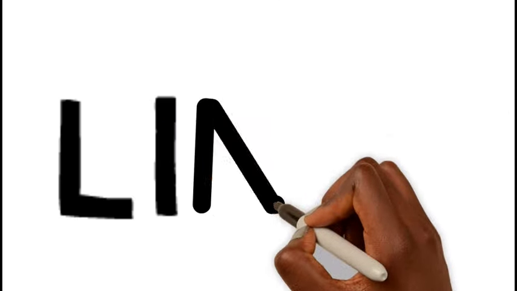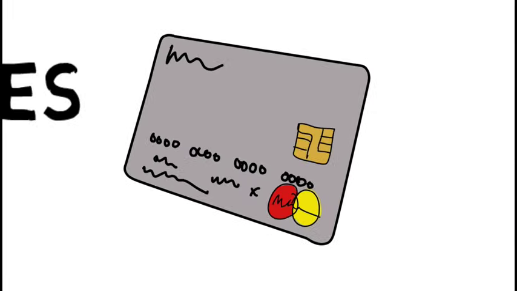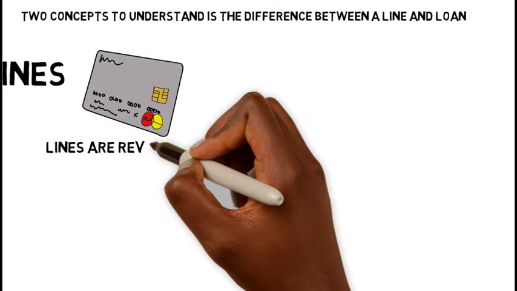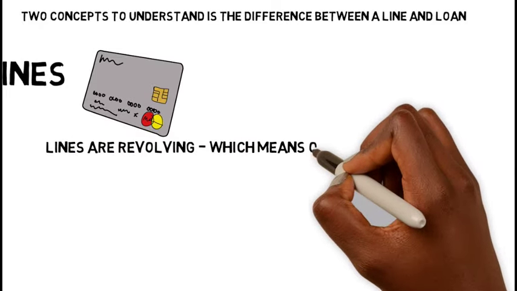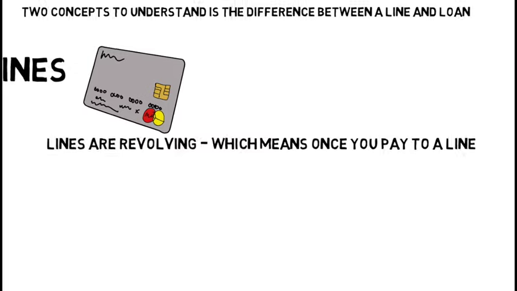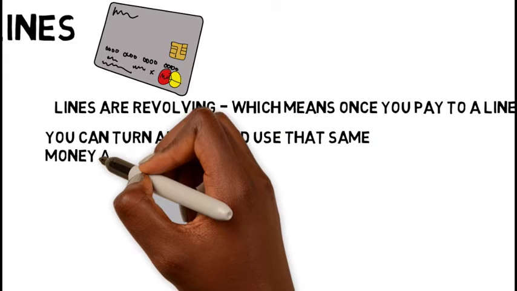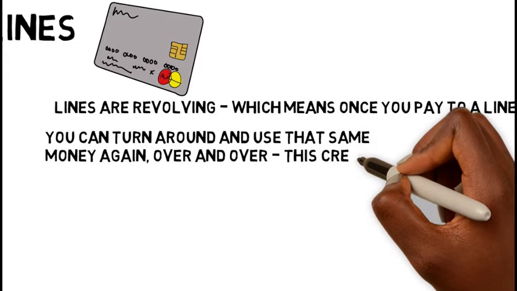So lines, like your credit card, or a home equity line of credit, anything like that. Lines are revolving, which means once you pay to the line, you could turn around and use that exact same money again. So you can pretty much turn that money over and over and over again. And by doing that, you create leverage.